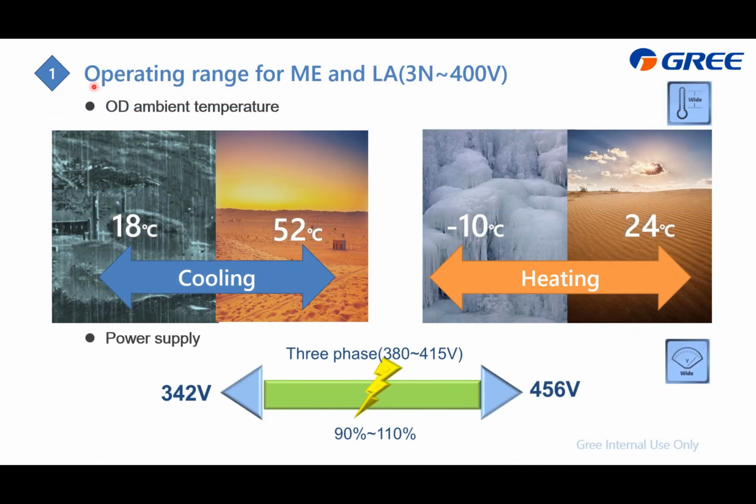We will go to the operating range. For different series, it is a little bit different. In general, they are similar. So for Middle East and Latin American, 3 phases 400 volt for these two series. First is the outdoor ambient temperature. For cooling it is from 18 to 52 degrees, and for heating from -10 to 24 degrees. As for the power supply, for 3 phases it is ±10%, which is inside this range.